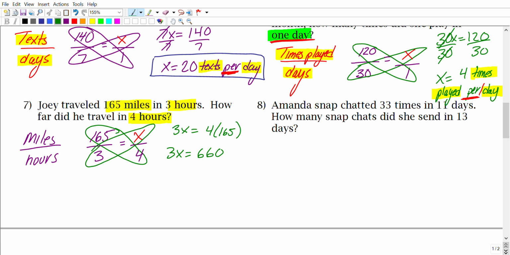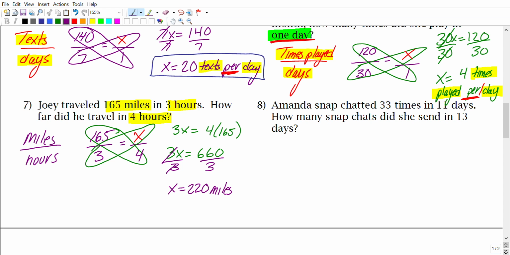All right, we want that x by itself, so I'm going to divide by 3. But I have to do it to both sides, so I get x equals 220. What? Okay, so 220 what? It's actually 220 miles. And let's be careful here, guys. It said, how far did he travel in 4 hours? Okay, we want to know the distance. How far did he travel? This is saying we traveled 220 miles.